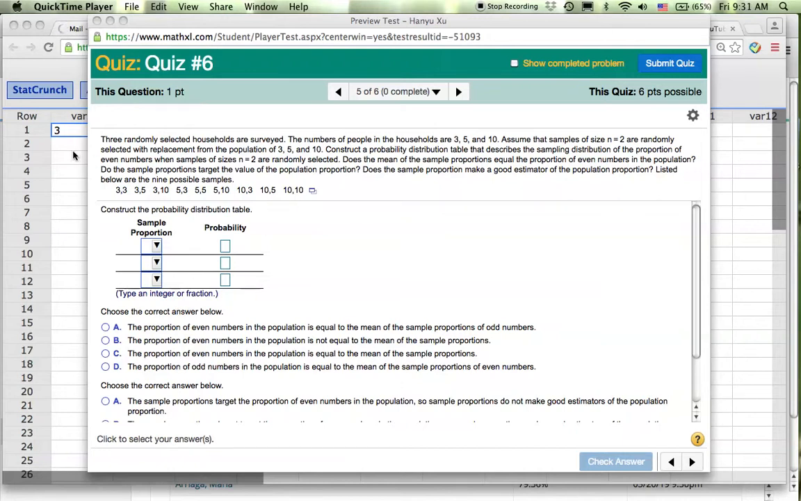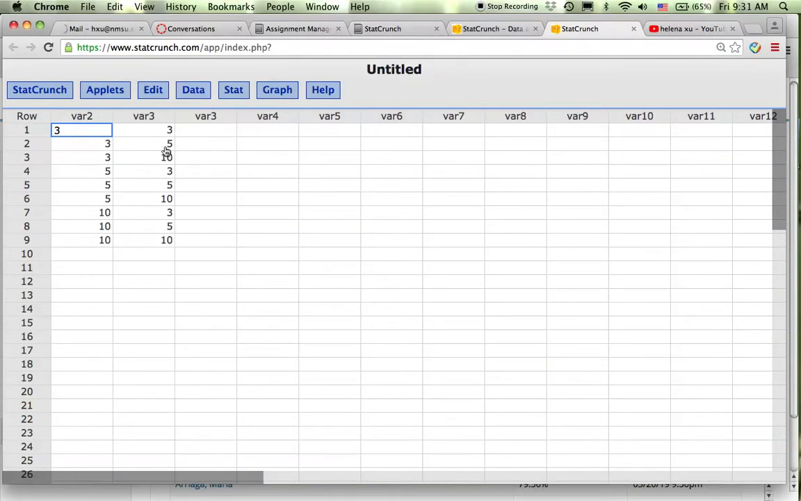First, I use StatCrunch to list out all those samples. Say the first one is 3, 3, the second one is 3, 5, so each row will be a sample. You don't really need StatCrunch for any calculation here. I use it just because I find it easier to explain. So what you want is the proportion of even numbers. So let's say this variable 3 is the proportion of even numbers.